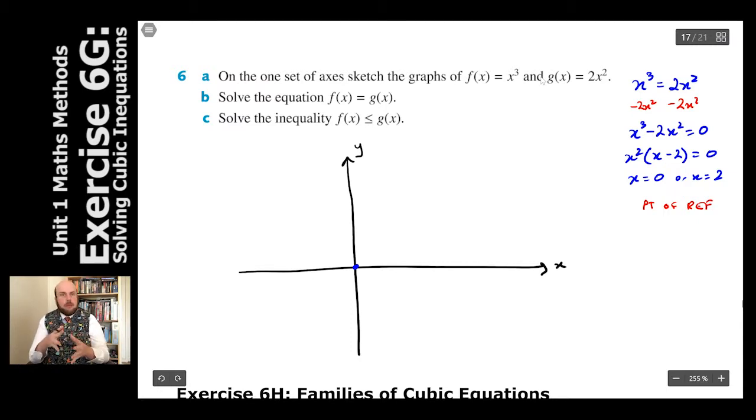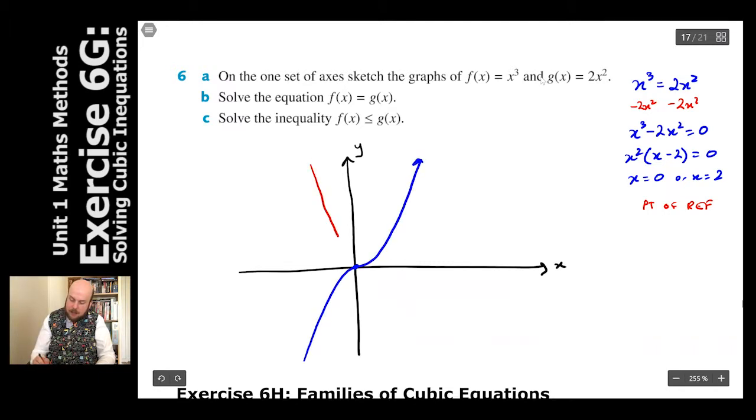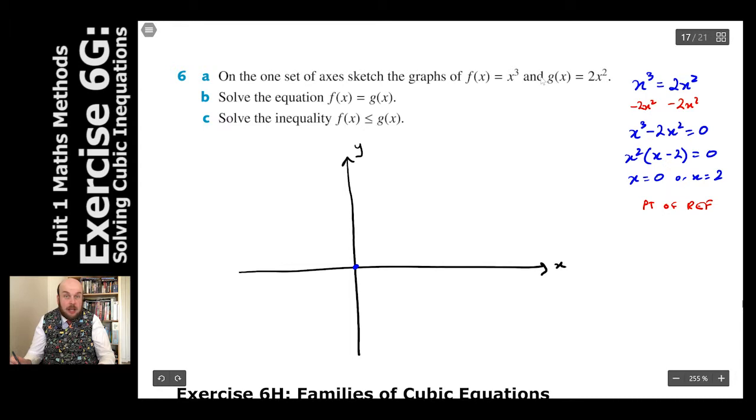The reason I put a point of reference in is that I will draw the cubic, say like that, but sometimes it's hard to tell if the parabola is going to do this, which is that 2x squared, or if it's going to do this. And I'd like to know where it's going to end up. So my point of reference, I know that they intersect between 0 and 2. I just want to know where the two graphs are when x equals 1, and that way I know where in between should be.